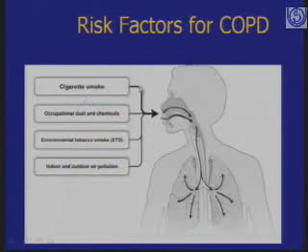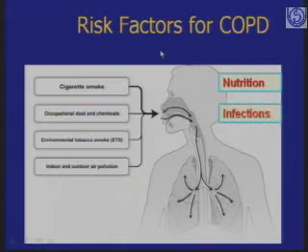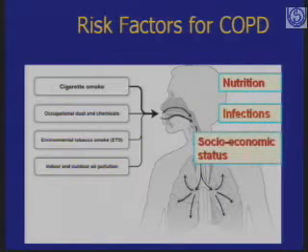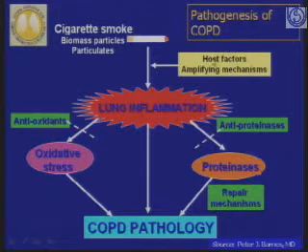So whether it is cigarette smoke, occupational exposure, or indoor air exposure, combined with very important factors like nutrition. Malnutrition is a very important risk factor. Recurrent infections are a very important risk factor. Socioeconomic status, again, is a very important risk factor. And the last and most important is the aging population. So put together, these factors are increasing the risk for chronic obstructive airway disease.